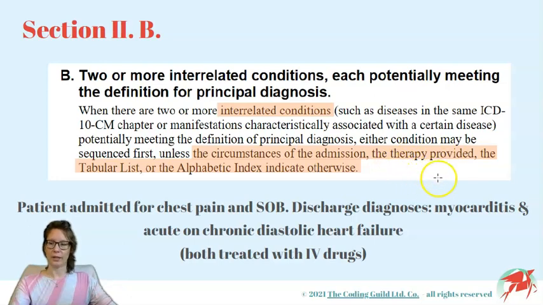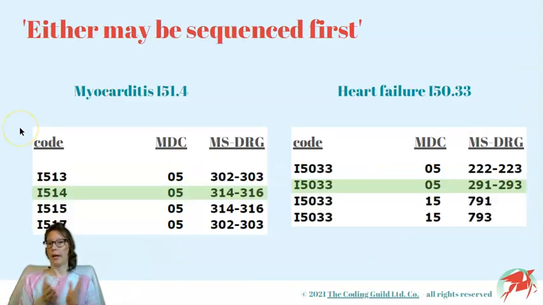The therapy provided was the same for both problems, and neither the tabular nor the alphabetic index will have any additional guidance for us. Because there is nothing to guide our hand, either the myocarditis or the heart failure can be sequenced first. What we have to remember though is that our choice of the principal diagnosis will have a profound effect on reimbursement. As long as it is compliant and correct, and only then, we usually choose the code resulting in higher income for the facility.